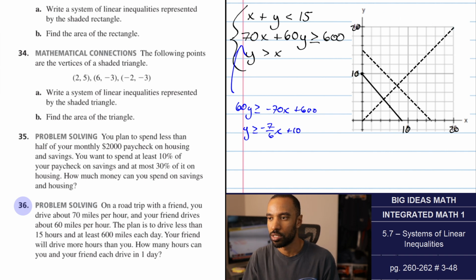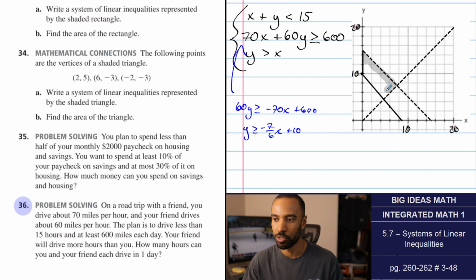And, of course, your friend has to drive positive amounts of hours, so I'm going to restrict us within this bound right here, or within this region. So our bounded region, or overlapping shaded region, whatever you want to call it, is somewhere within the confines of this area right here. So we need to come up with a solution that falls within here. So I'm going to pick and choose, and it can't be on a dotted line, and I think it's really important that we state that. So I'll pick and choose this one here.